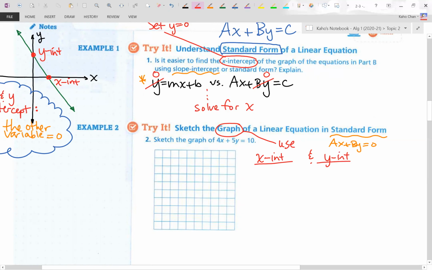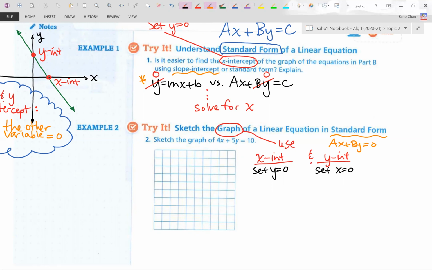To find the x-intercept, you want to set y equal to 0. To find the y-intercept, you set x equal to 0 in the actual equation given to you. So let's do it. Here we go. 4x plus 5y equals 10. Put in the 0. That basically zeroes out, leaving me with 4x equals 10.